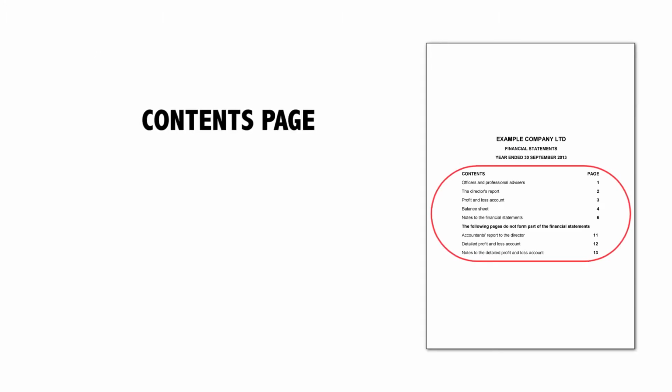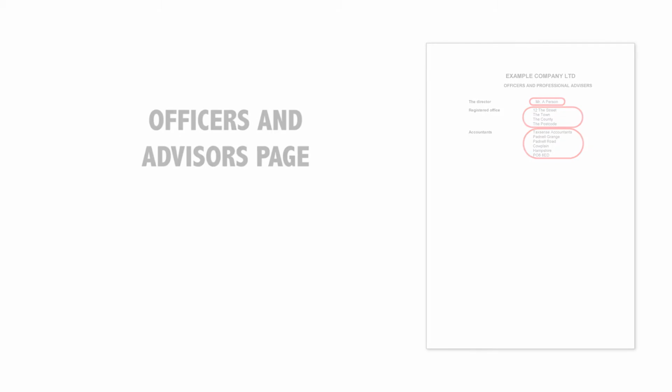The contents page gives an overview of what makes up the financial statements. This page lists the company's officers and professional advisors. It also states your registered office as recorded at Companies House. Make sure you check this is the correct address. The address the business actually trades from is often a different address altogether.